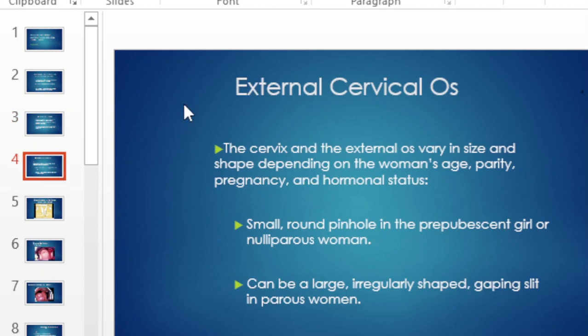The cervix and the external os vary in size and shape depending on the woman's age, the parity, the pregnancy, and the hormonal status. In nulliparous women, it is small, round pinhole, and in older women that have had children before, it is large and irregularly shaped.